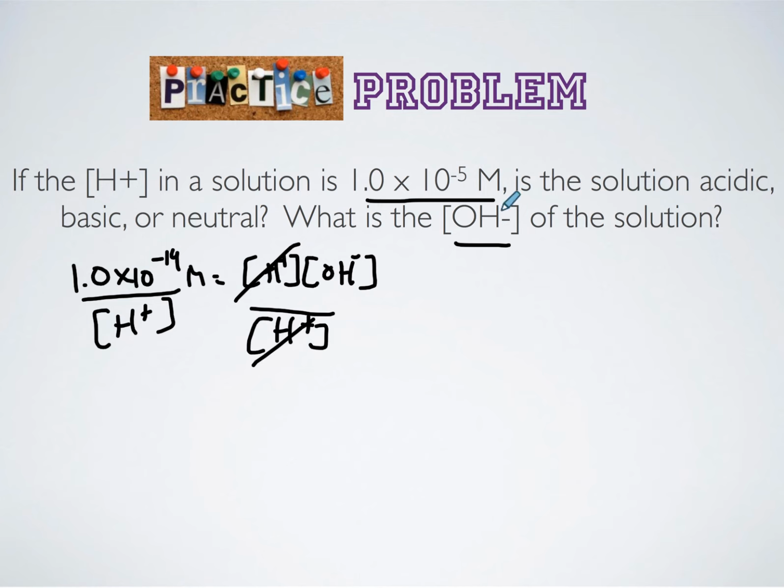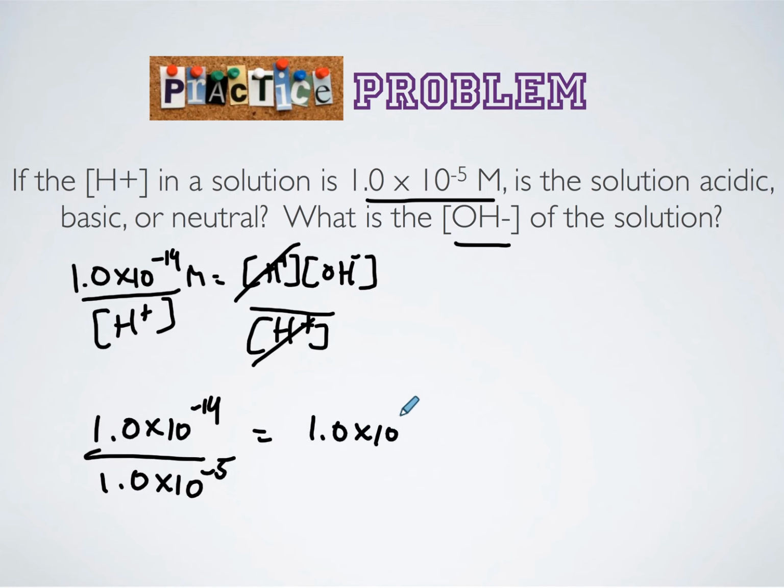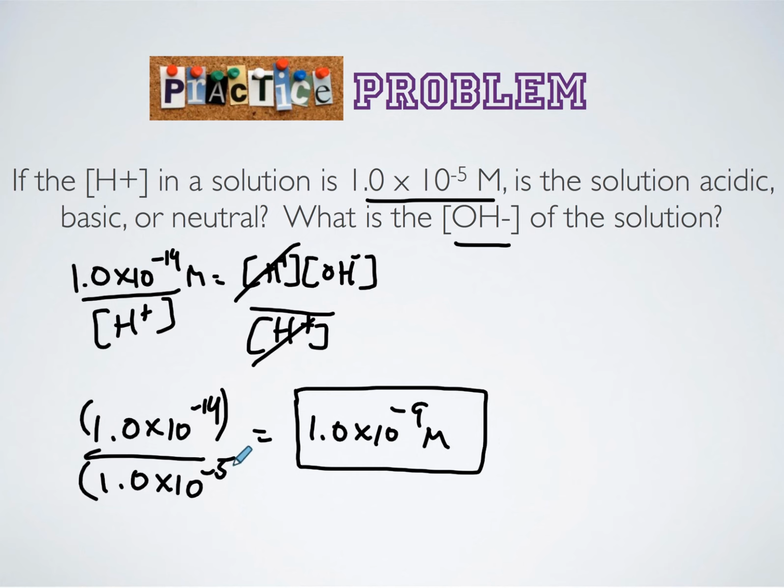Now you just have to substitute this number in for H plus. So I have 1.0 times 10 to the negative 14th, and you should always have that number on the top. You're dividing by 1.0 times 10 to the negative 5th. When you divide those two, you get 1.0 times 10 to the negative 9th power. So that is my concentration of OH minus. Now, if you're plugging these into a scientific calculator, make sure that you're putting parentheses around your entire number in scientific notation. Otherwise, you'll end up with the wrong answer.